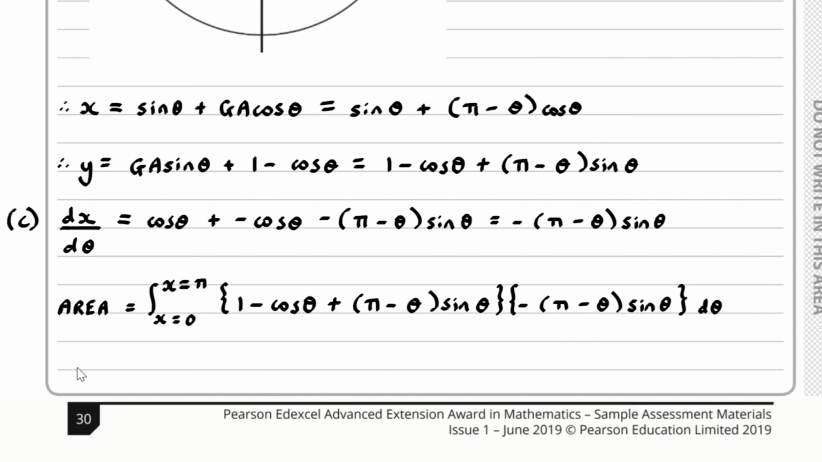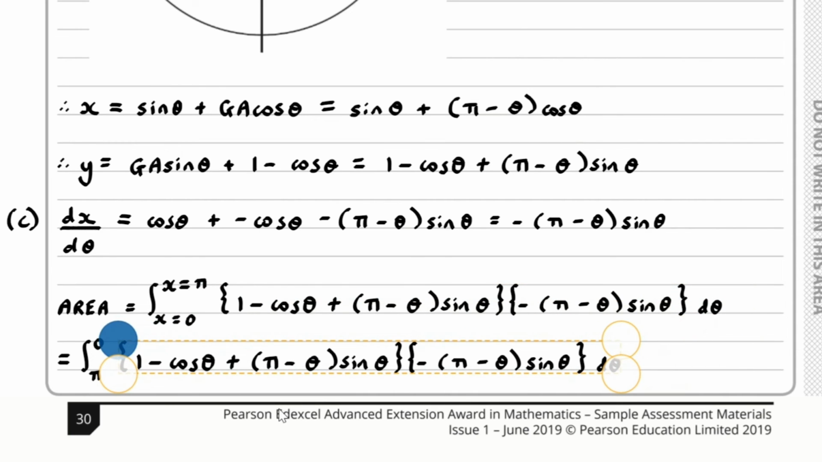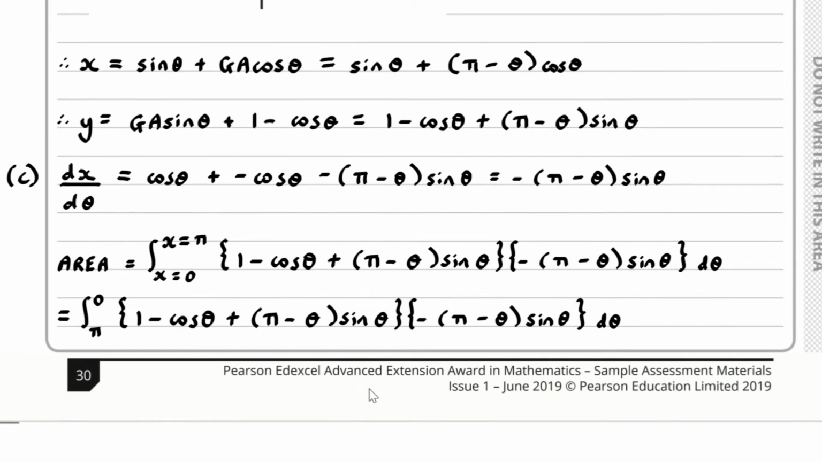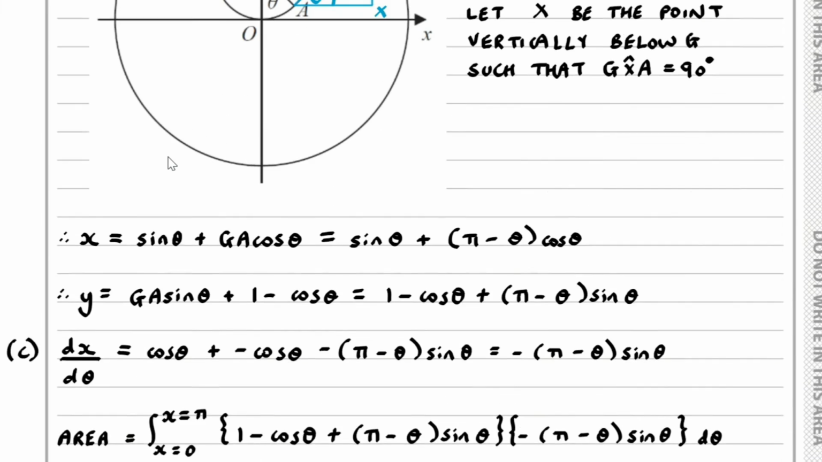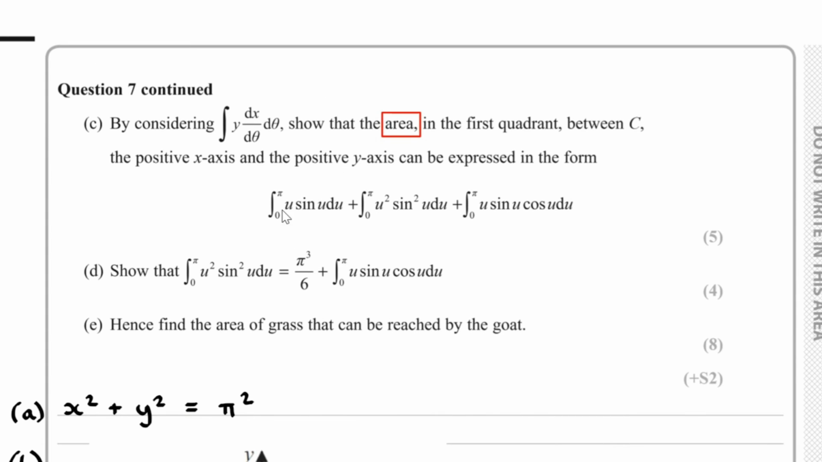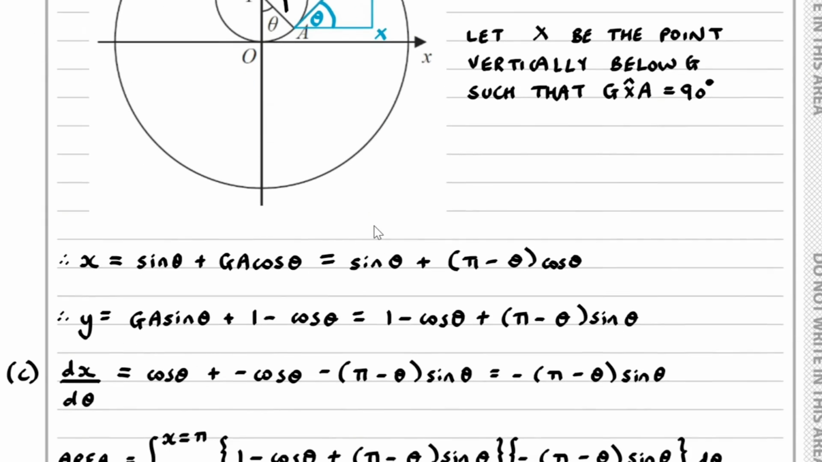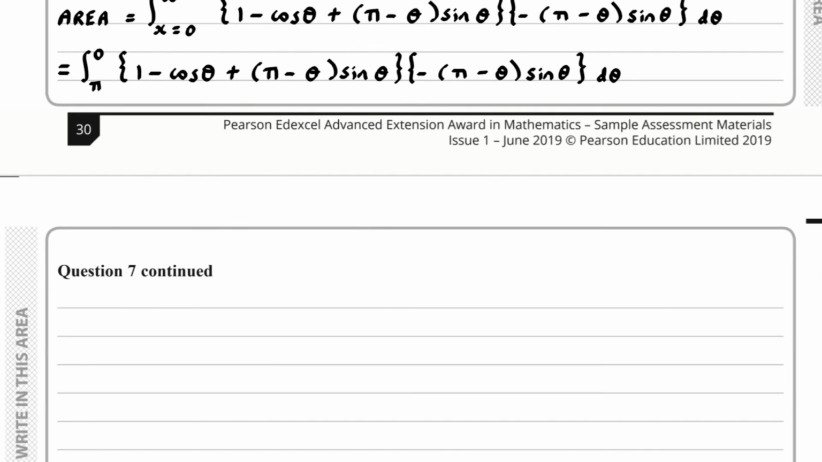So if I'm integrating between, with my variable being theta, that means I'm going to go from pi to 0 of this result here. So now what we can do is, if I go back to the show that, here we've got things involving u's. So I need to make a suitable substitution.